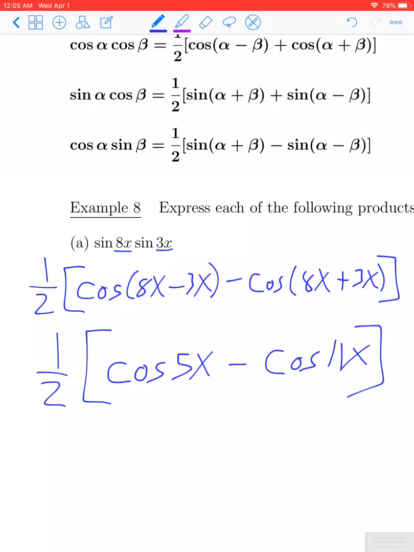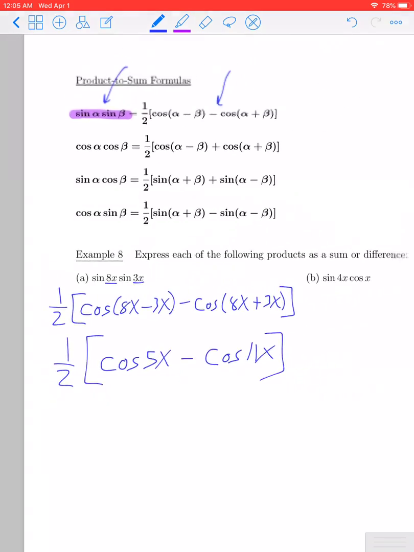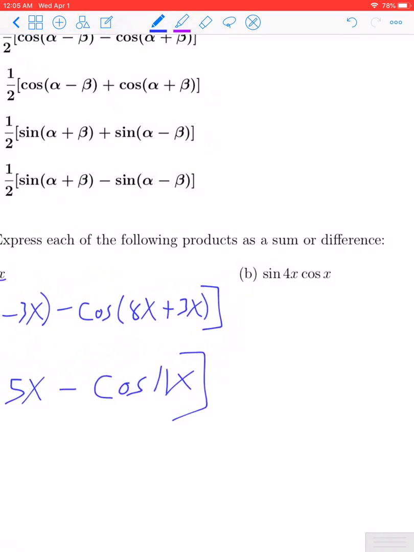Starting with a product of 2 sines, we've changed it into a difference of 2 cosines with a factor of 1/2 out in front. Let's take a look at the next one.